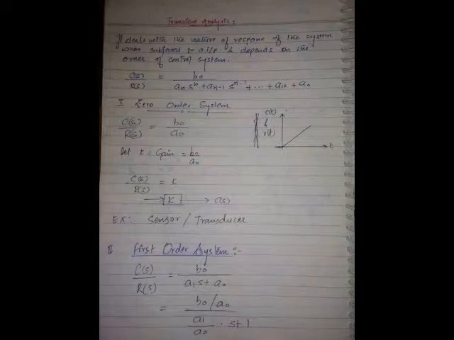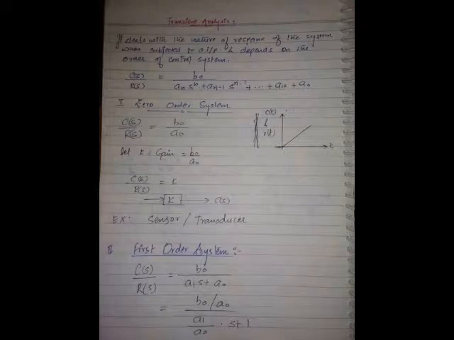Now, apart from them, what other general physical systems come under the category of first order systems? If you want to analyze, you must evaluate the response of this first order system. So let us see what the transient analysis is.